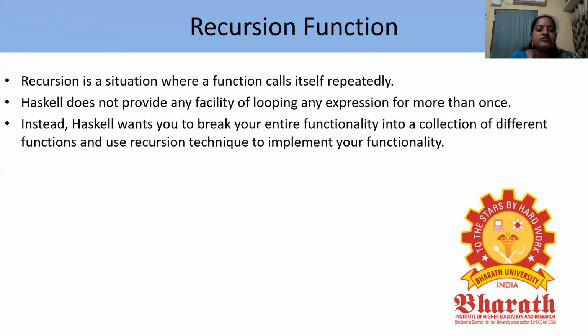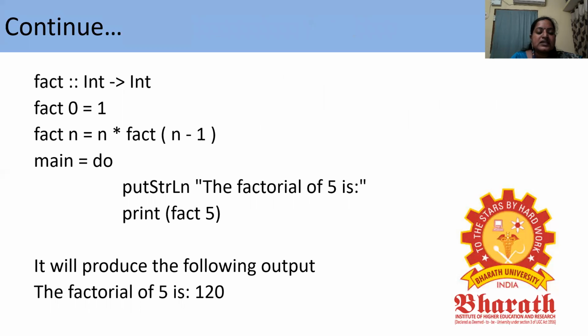Next one, recursion function. Recursion is a situation where a function calls itself repeatedly. Haskell does not provide any facility of looping any expression for more than once. Instead, Haskell wants you to break your entire functionality into a collection of different functions and use the recursion technique to implement your functionality. So this is an example of a recursion function.